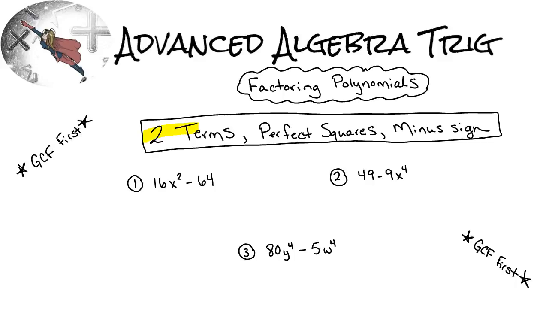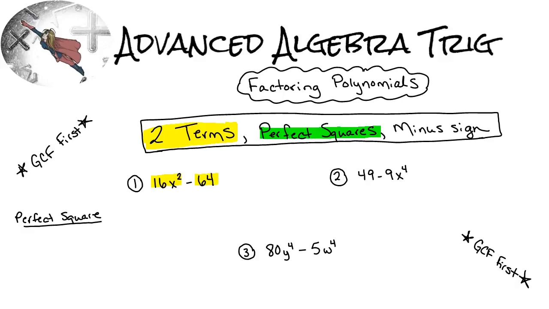So this first page of examples, we are doing things that have two terms in them. Like if you look at number 1, there's a 16x squared and there's a 64, so those are two terms. These kind will also have perfect squares. Now let's just do a little reminder to the side here. A perfect square is any number or variable that you can take the square root of evenly.